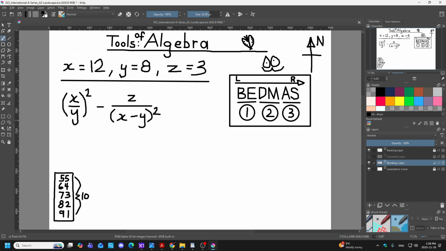So double check: x over y, that's all squared. Subtract z over x minus y, and squared. Okay, hopefully I don't run out of room here. It's possible, it may happen. All right, let's do this. x is 12. And then I'll explain the steps as we go on here, okay? Close bracket, squared, subtract, that is 3, and we have x, which is 12, subtract y, which is 8, and that is squared.